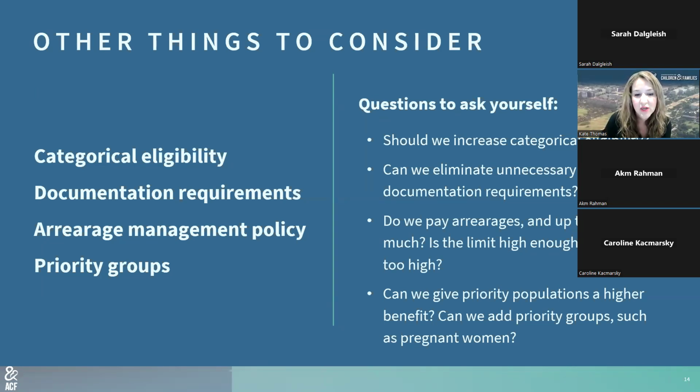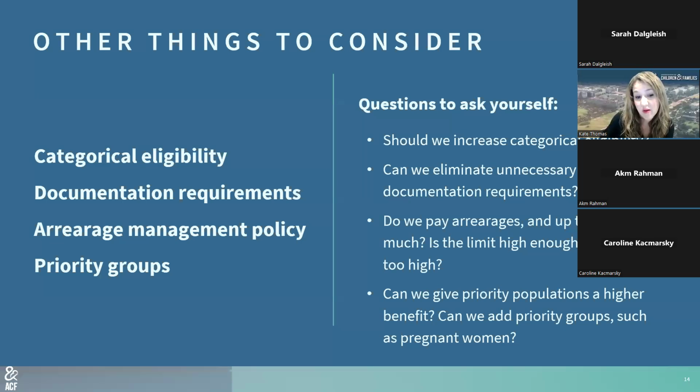Third, look at your arrearage management policies and how high you can go to pay past due bills. Are you paying past due bills and paying arrearages? Up to how much? Is it too high or not high enough? Those are considerations. And fourth, look at priority populations.